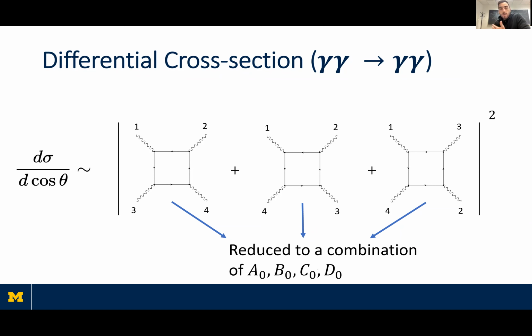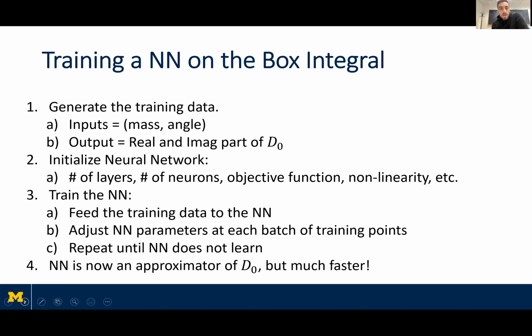So what we want to do is we want neural networks to approximate this D0, this tough function, okay? So how do we do that? Well, let me give you the procedure. Step 1, you're going to generate your training data. And what that means is you're going to generate the inputs and the outputs. So you're going to actually evaluate D0 a lot. You're going to suffer for the first step. So the inputs are going to be the mass and the angle, and the output is going to be the real and the imaginary part of D0.